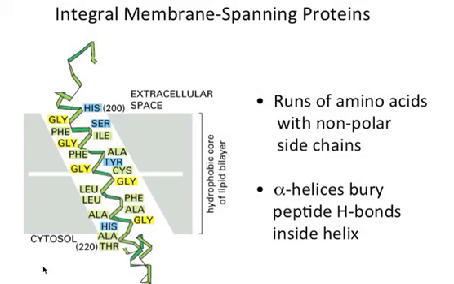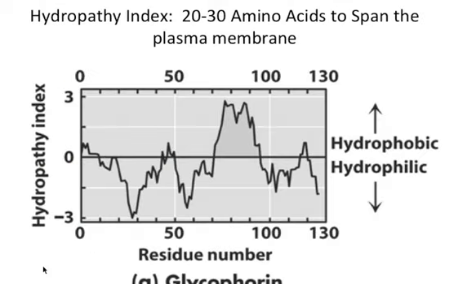Just making sure. Okay, so to have a transmembrane domain, basically you need about 20 to 30 amino acids with nonpolar side chains, and they're usually in an alpha helix where the H bonds are buried inside the helix, right? Because you need to be hydrophobic, so you're going to bury anything that will H bond. So here's a hydropathy index. We saw this the other day. We see it again. And this is how you read it, right? The more positive it is, the more hydrophobic it is. The more negative it is, the more hydrophilic it is.